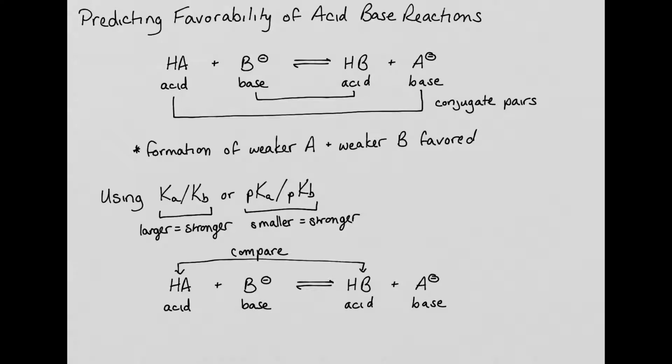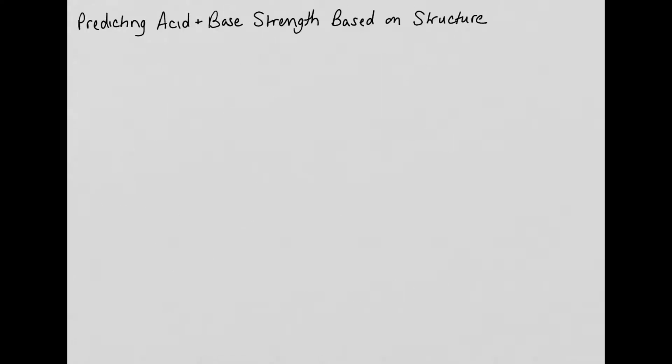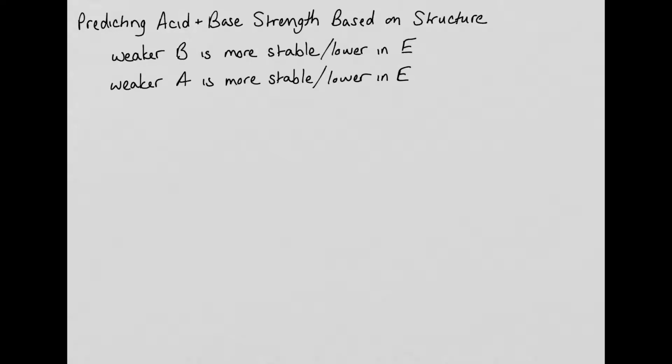If we don't have pKa or pKb values for the acids and bases involved in our reaction, we can instead predict the strength of the acids or the bases based on their structures. Remember that talking about the strength of an acid or a base is just another way to talk about the stability of that acid or base, or in other words, the energy of the acid or the base. A weaker base is a more stable or lower energy base. A weaker acid is more stable and lower in energy. In other words, acid-base reactions favor the formation of the weaker and more stable acid and base.